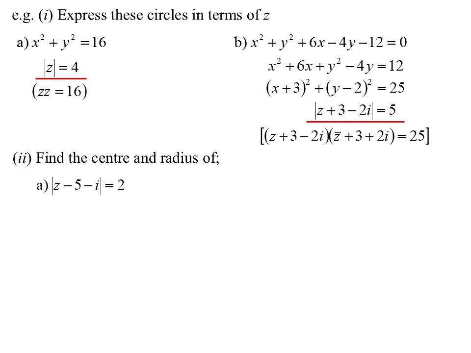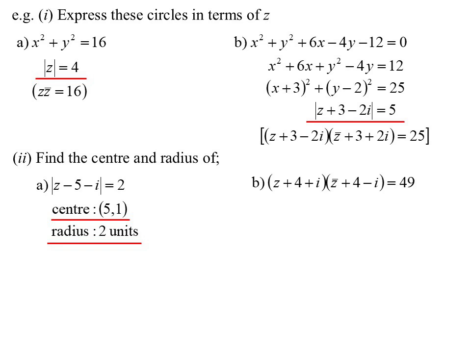Let's go the other way. Let's find the center and radius of this one. Well, I can read that straight from it. So I know it's saying z minus the center. So the center, if I'm talking about a point, would be the point (5, 1), or the complex number 5 plus i, and the radius is 2.